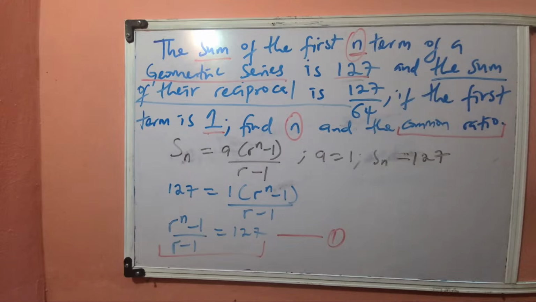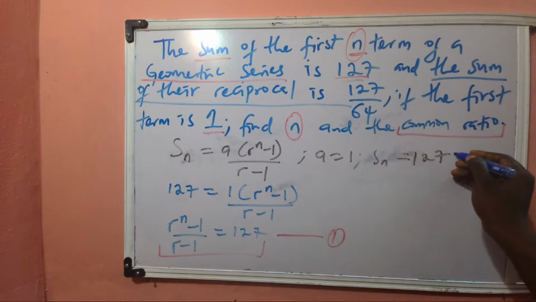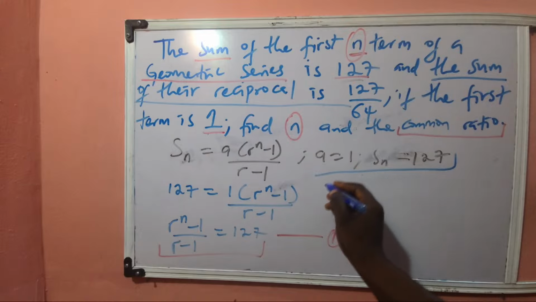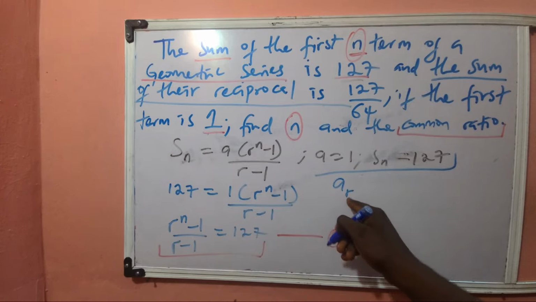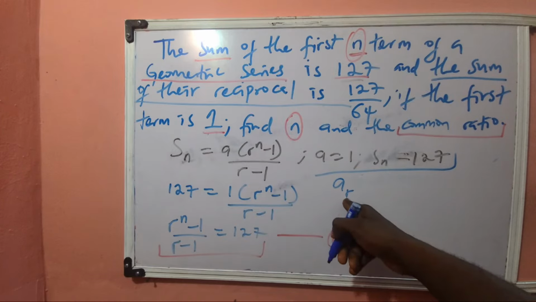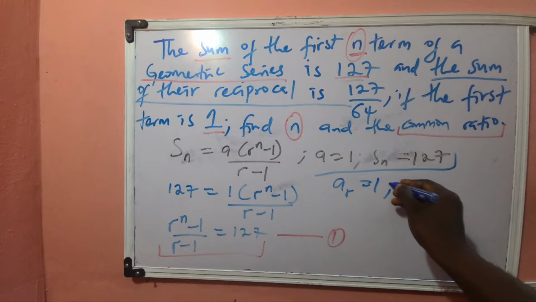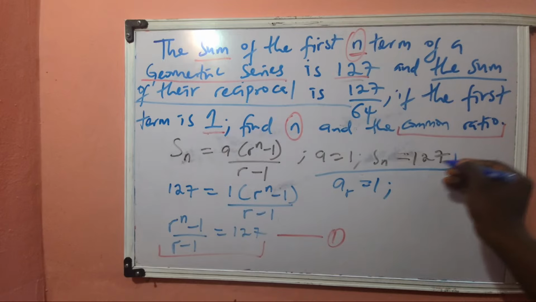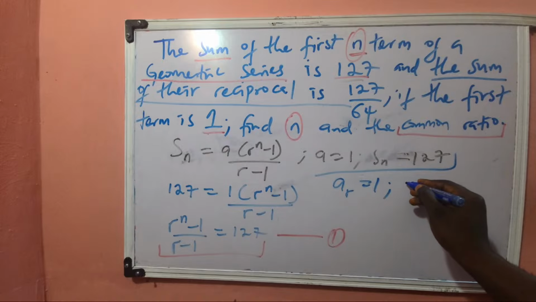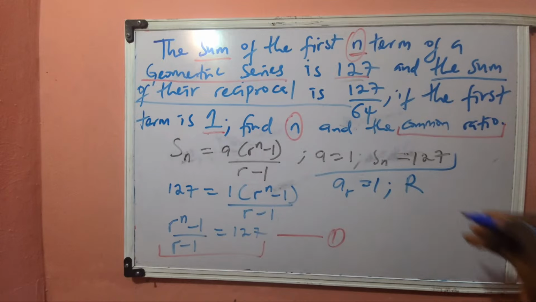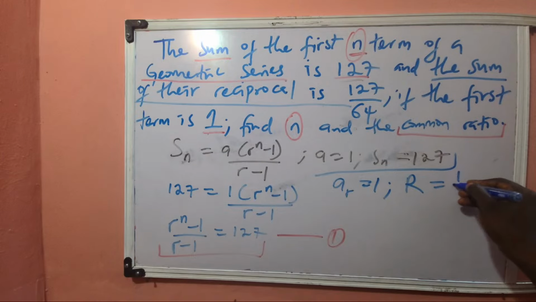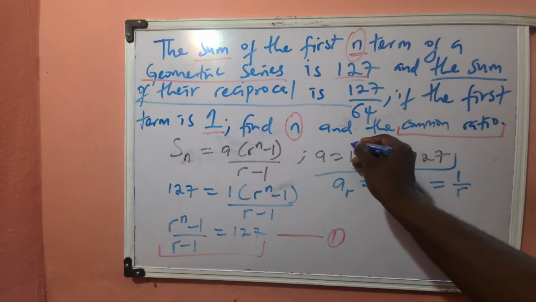For this reciprocal term, let's use a capital R to talk about the reciprocal. Yes, we can do that. This was for the original sequence. Now for the reciprocal, let's say A, R: the first term of the reciprocal sequence was 1. Here the common ratio, let's call it capital letter R, is equal to 1 over R. In the original case, the common ratio was just R.